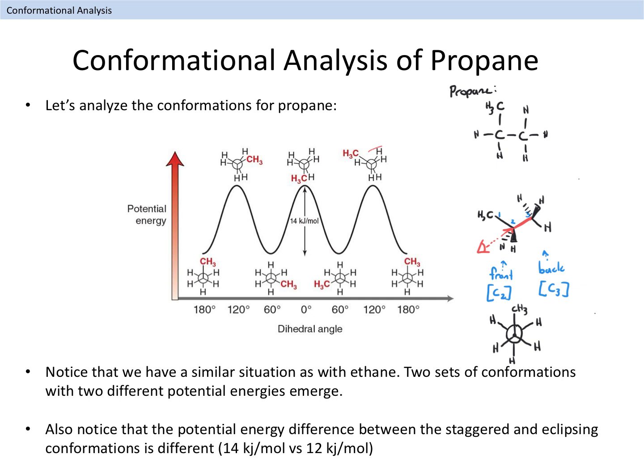Notice that the energy difference between the staggered and eclipsed conformations in propane is 14 kilojoules per mole, versus only 12 kilojoules per mole in ethane. Why is there a difference in energy in the staggered and eclipsed conformations in propane when compared with ethane? Let's go to the next page and find out.